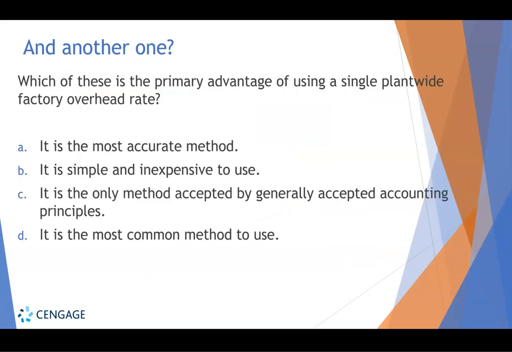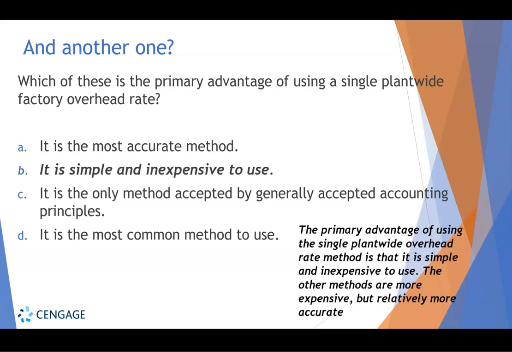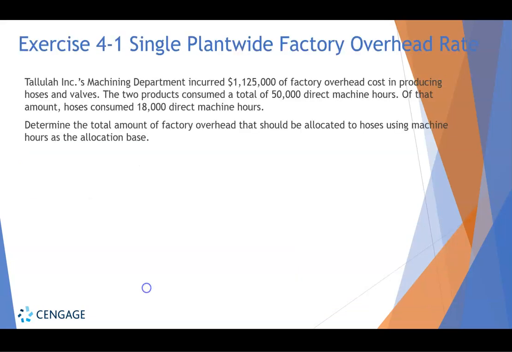Which of these is the primary advantage of using a single plant-wide factory overhead rate? I think we kind of just went through this. So hopefully you'll know that the primary advantage of using this single plant-wide overhead rate is that it's simple and inexpensive to use. If we use other methods, they're going to be more expensive, but they're also going to be more accurate. Let's look at this exercise here.